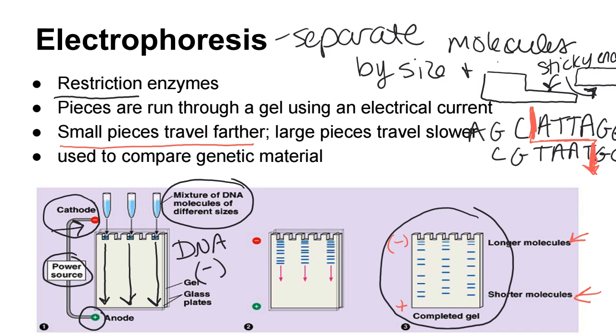Okay? And then we can use this technique to compare genetic material. For instance, there are 3 that were loaded into this gel down here on the right, and we can compare and check for similarities and differences between organisms, between various people, okay?